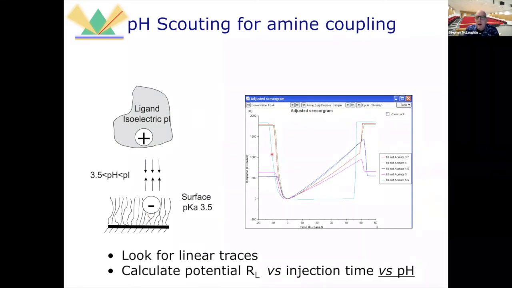So there's a little wizard in the software where you can inject in your protein at different pHs in acetate, and then you look at the response here, and you're really looking for linear responses, so that you can say, well, if I inject in for this amount of time at this pH, then hopefully I'm going to attract about this number of units onto there.